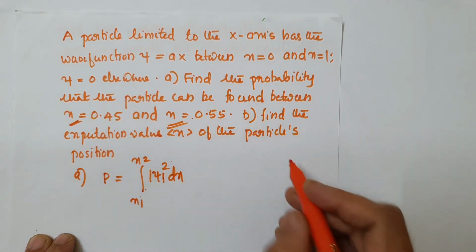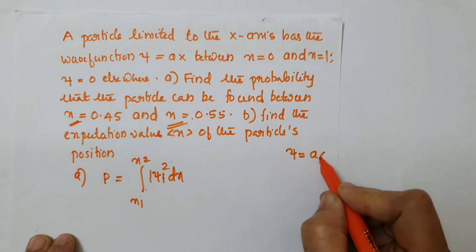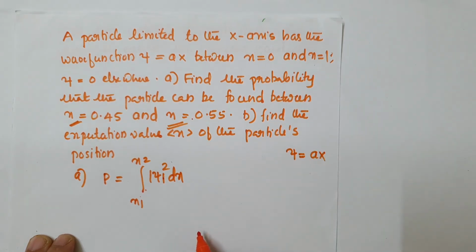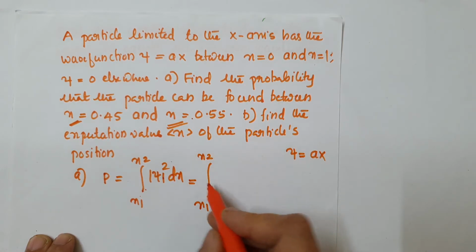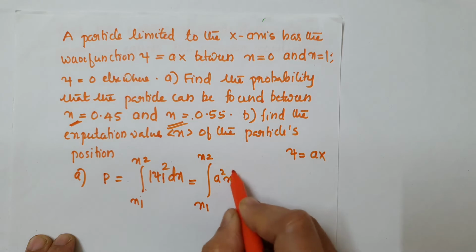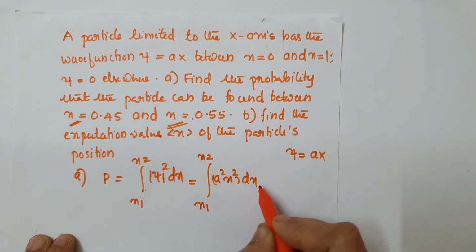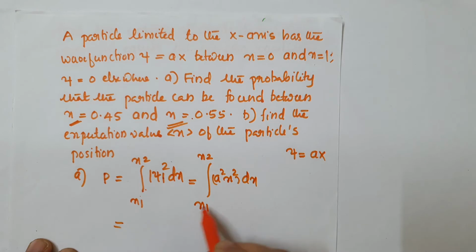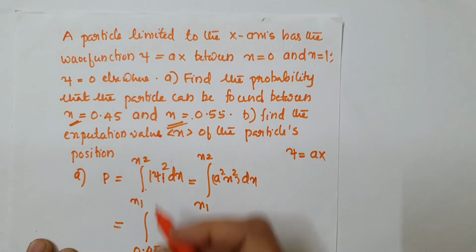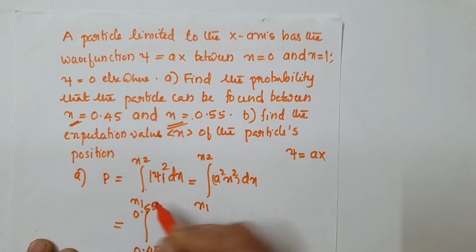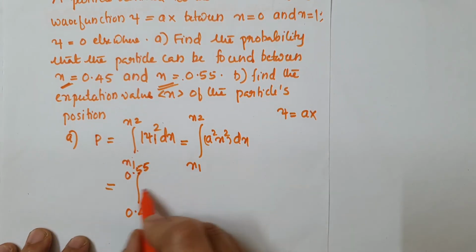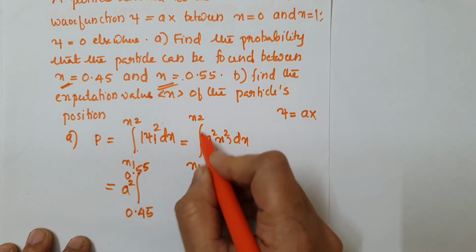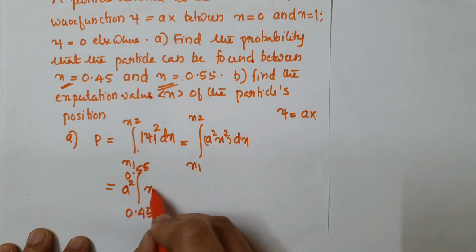The function psi is given as psi equal to a x. Therefore, this equation becomes the integral from x1 to x2 of psi squared, which is a squared x squared dx. Substituting x1 and x2: x1 is 0.45 and x2 is 0.55. The a squared can be taken outside of the integration, so we have a squared times the integral of x squared dx.